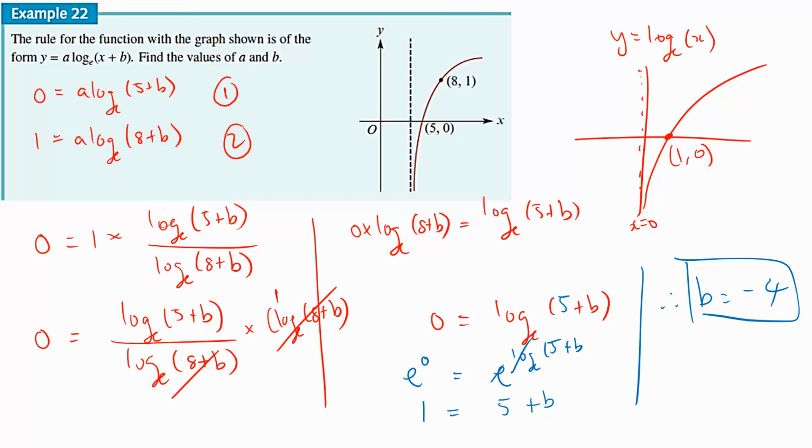Yes, Steph? Could you also, for example, with equation 1, just make it 0 is equal to log e of 5 plus b to the power of a, and then therefore 5 plus b to the power of a is equal to 1? Yep. B is equal to 1. You can do it that way too.